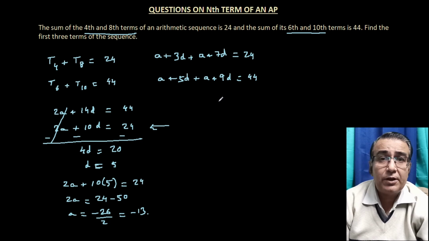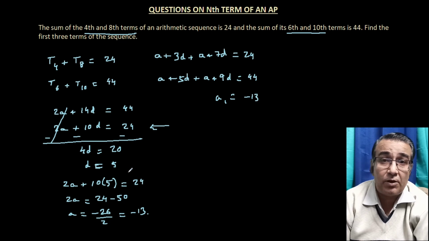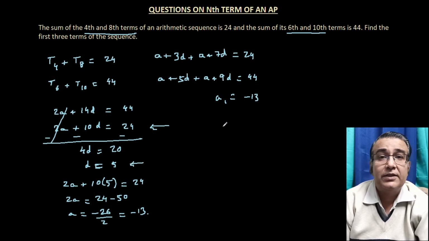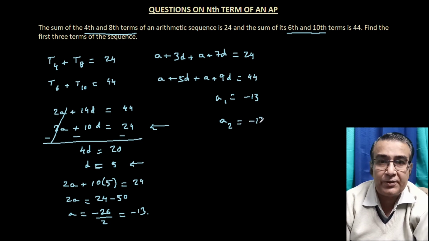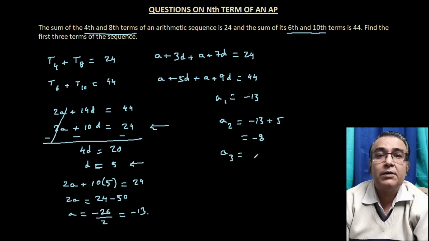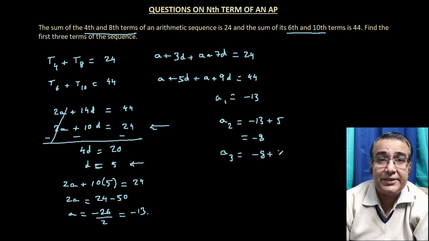Now since we have got both the value of A and D, we can find the first 3 terms of the sequence. So the first term obviously is negative 13. For the second term, we are going to add 5 to that, because the difference is 5. So negative 13 plus 5 gives us negative 8. And for the third term, we are going to take the second term and again add 5 to it. So it's negative 8 plus 5, which is negative 3.